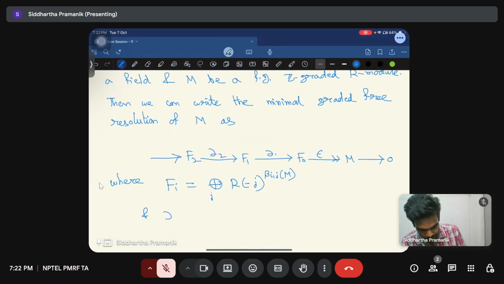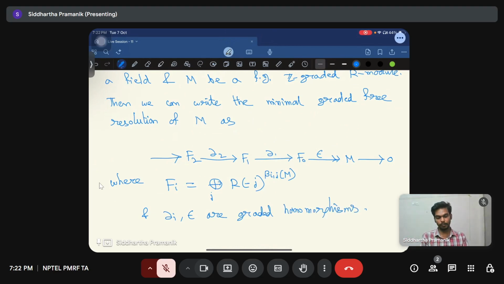And these delta i and epsilon are graded homomorphisms. So here we have the graded free modules Fi, and these homomorphisms are also graded such that this free resolution is a minimal free resolution, right? Then these beta ij's are called the i comma jth Betti numbers of M.